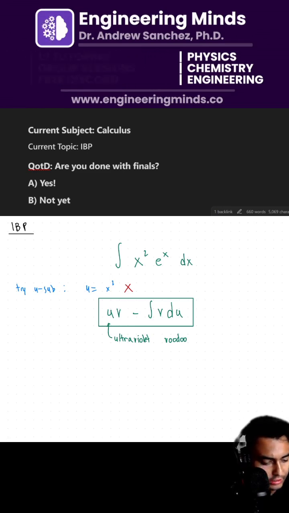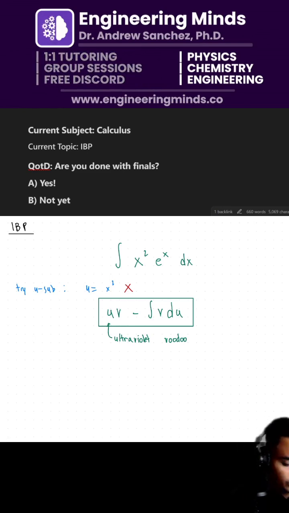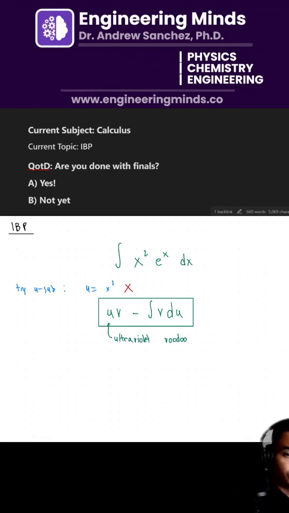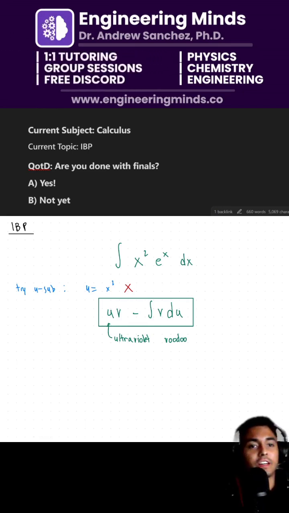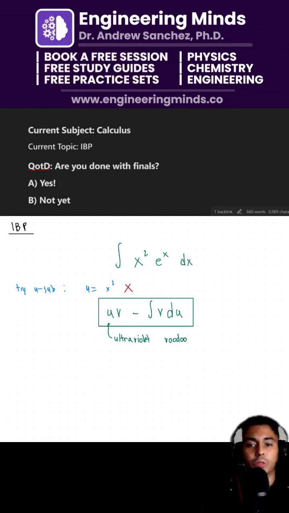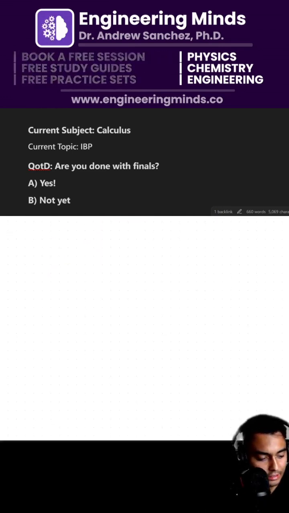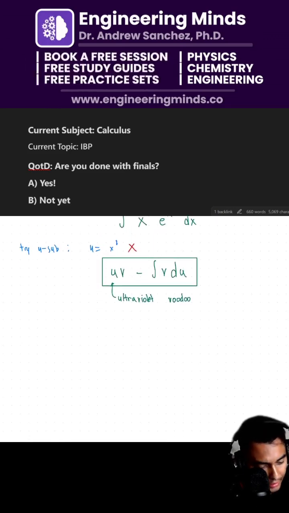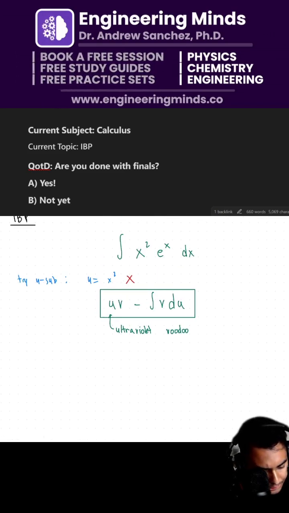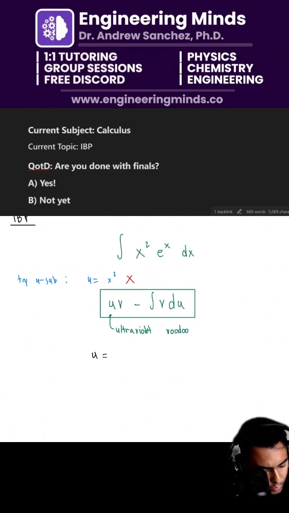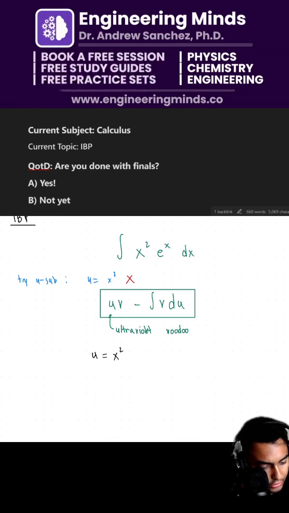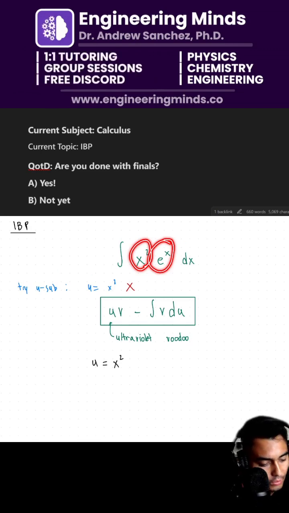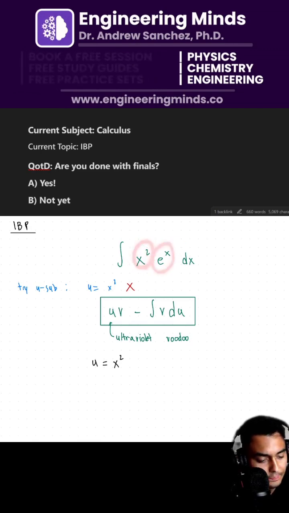And we're gonna select a u, okay, such that it's something that is easily differentiable, and a dv that is not any worse when you integrate it. That's the way my professor taught me, and that took me forever to understand. But we're gonna select u to be x squared. And the reason we know it's integration by parts is because we have a function times another function. Okay, we have a function u times a function v.